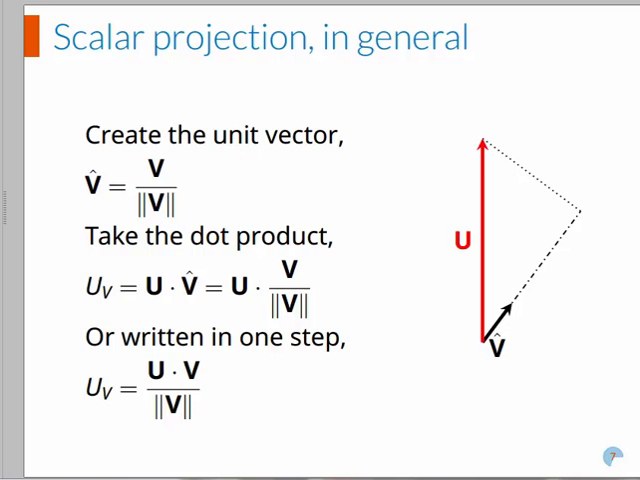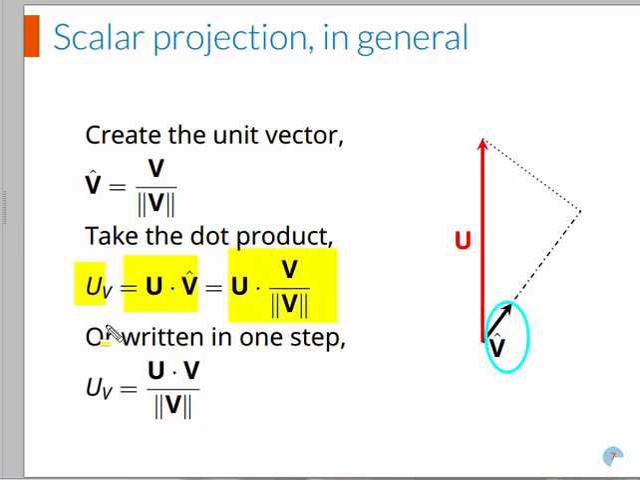Now that unit vector is shown here as a unit vector in the direction of v. I'll take the projection of u onto that unit vector. It's just the dot product. So that's what happens here. Take the projection of u onto that unit vector. We can write it like that.